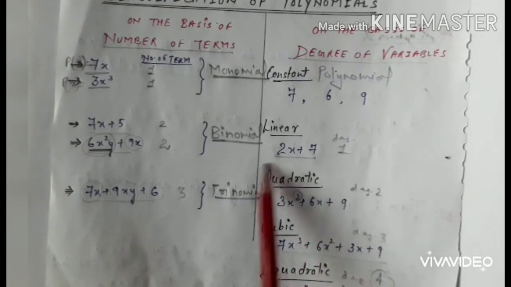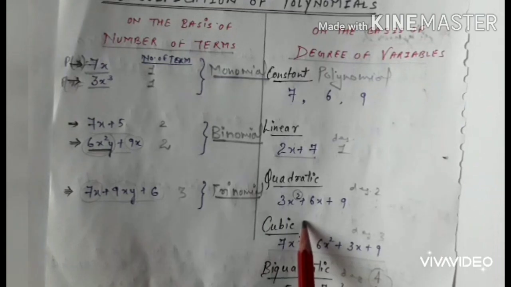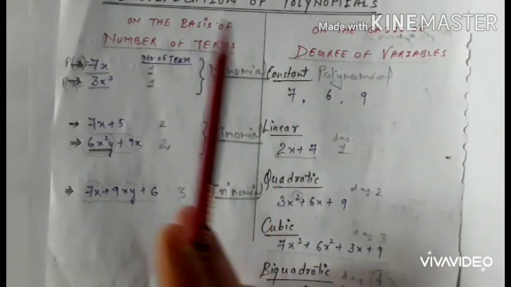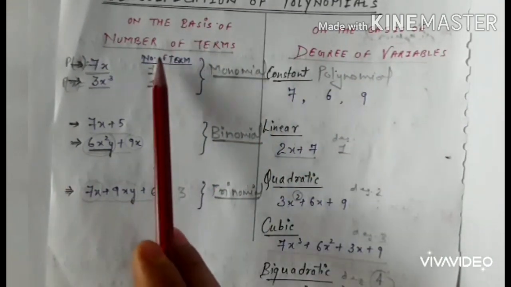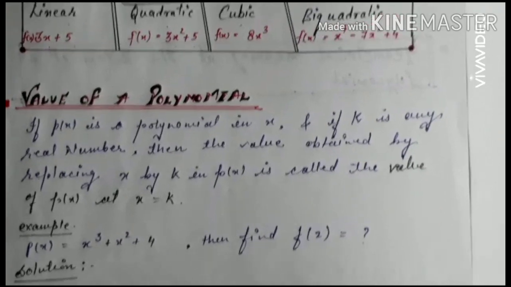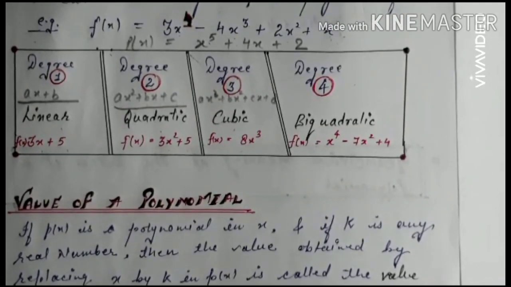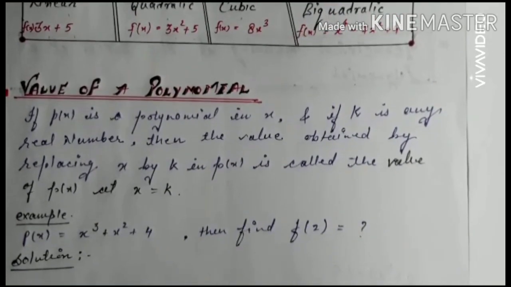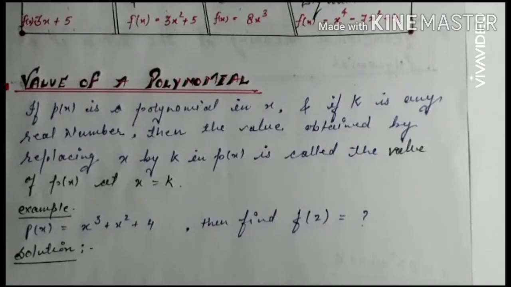Okay, so in your course there are quadratic and cubic. So these are the classifications of polynomials on the basis of their number of terms and on the basis of the degree of the variable. Firstly, we have studied the degree of the polynomial. Now, the next topic will be the value of a polynomial.